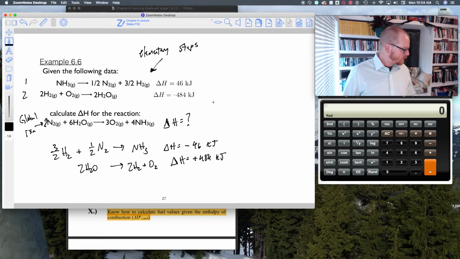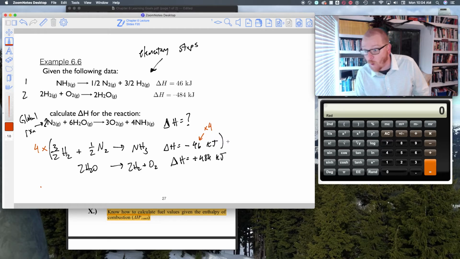Whoops. Okay, so what that means now, what I want to do to get 4 ammonias, I'm going to multiply this whole thing by 4. Okay, times 4. And so not only is that going to give me the right nitrogen and ammonia, right? 4 times 1/2 gives me 2 nitrogens and 4 ammonias. But I also need to remember that I'm going to multiply this by 4 as well.